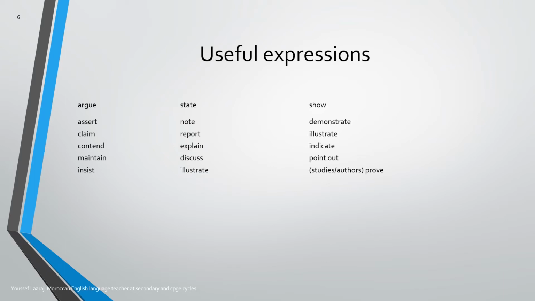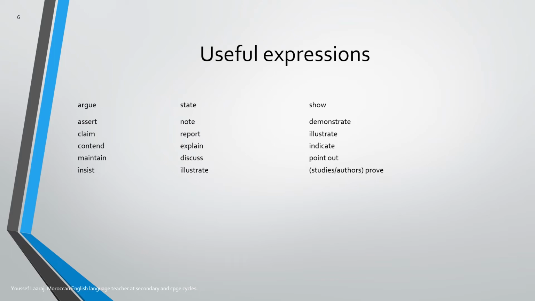When you're summarizing, you usually refer to the author of the text, the filmmaker, the producer of the material, but most likely a student at CPGE has to summarize texts, sometimes in different formats. Sometimes they will have pictures or posters. So you can say argue, assert, claim, contend, maintain, insist, explain, point out, illustrate. There are a couple of verbs that we call reporting verbs.